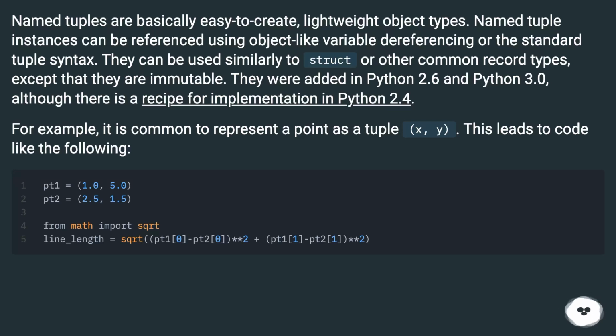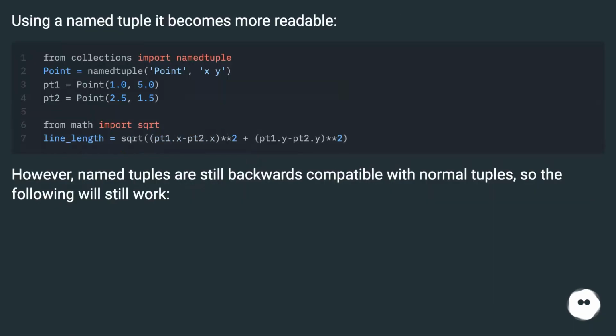For example, it is common to represent a point as a tuple (x, y). This leads to code like the following. Using a named tuple, it becomes more readable. However, named tuples are still backwards compatible with normal tuples, so the following will still work.